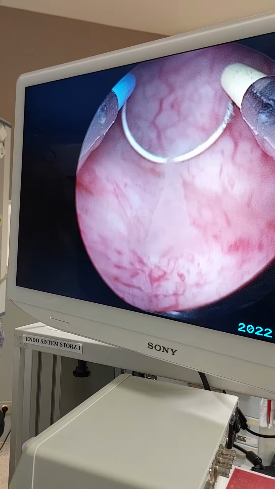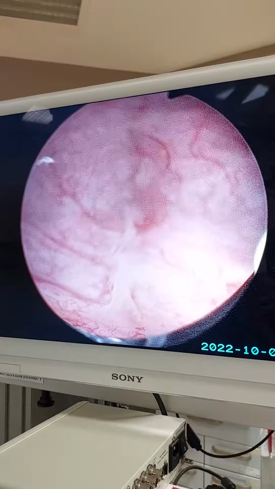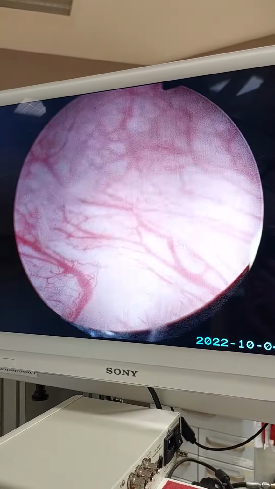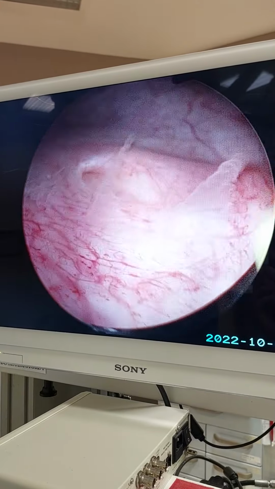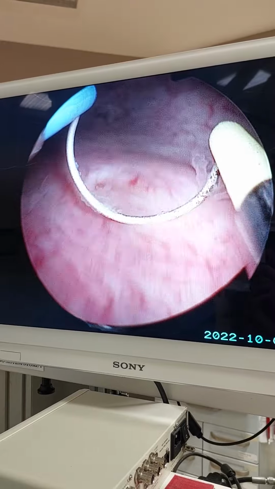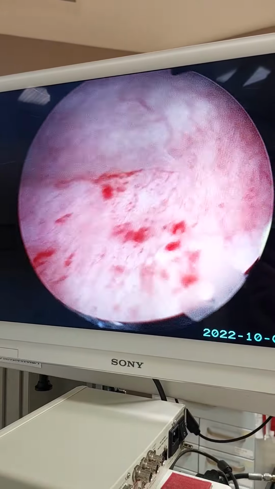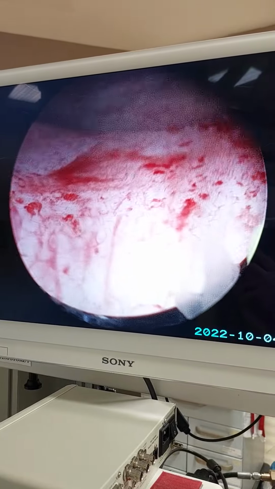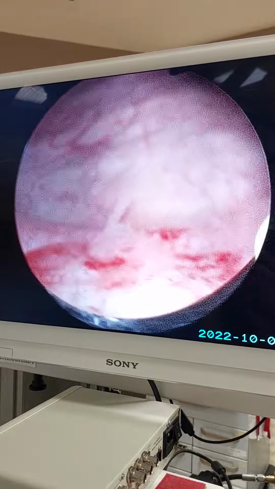So here you see these abnormal mucosa. Okay, we can see these floating particles. Look at it. I scrape these mucosa. They just come to the ureteric orifice in the right side. That's the cause of the kidney pain also. And this part, they are all inflamed. Now we will fulgurate these parts.